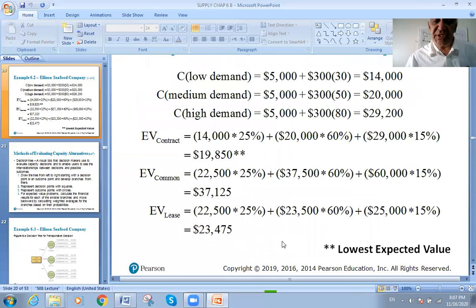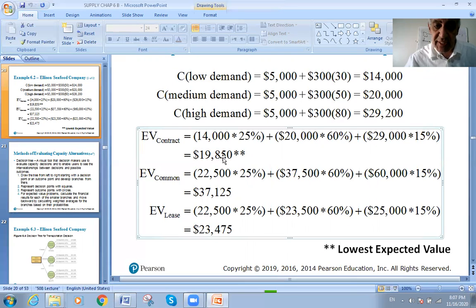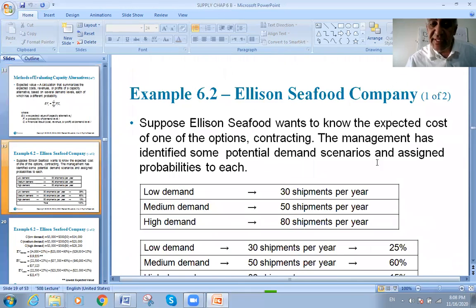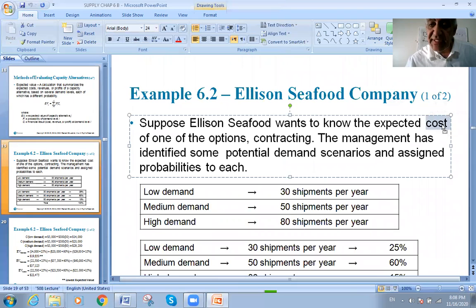So what is my decision here? Those are costs. Of course, I will take the lowest cost. The lowest cost here is this one, 19,850, because 37 is more and 23 is more, as long as I'm dealing with costs. How did I know that I will choose the lowest? Because he told me in the example the expected costs.